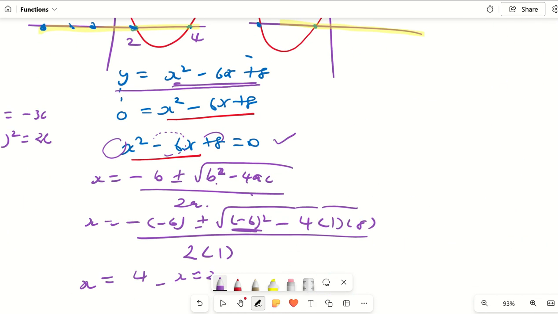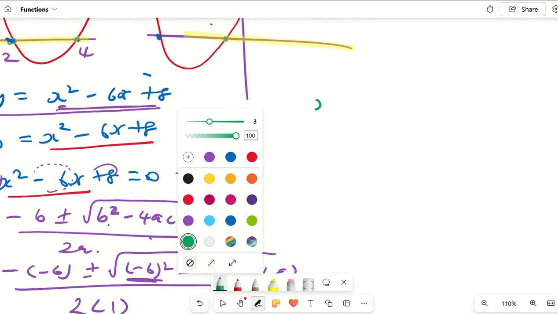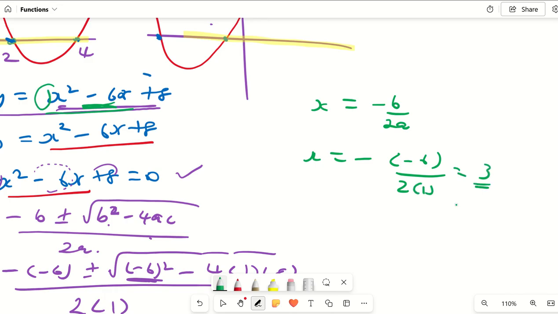From this expression, here's the formula for the x-coordinate of the turning point of a quadratic from the standard form. It is x equals minus b over 2a. So we substitute there. This is not in the formula sheet. What is our b? Our b is minus 6. Don't forget the sign. Our a is 1. This will give us an answer of 3. So this is the x-coordinate of the turning point.